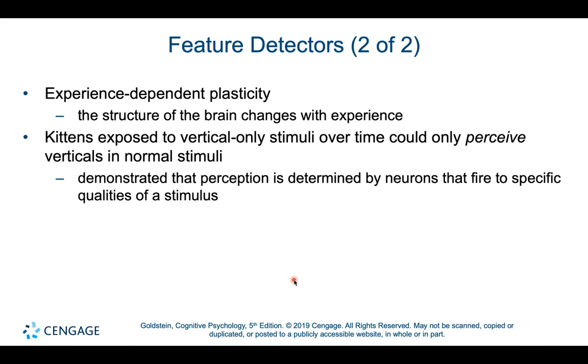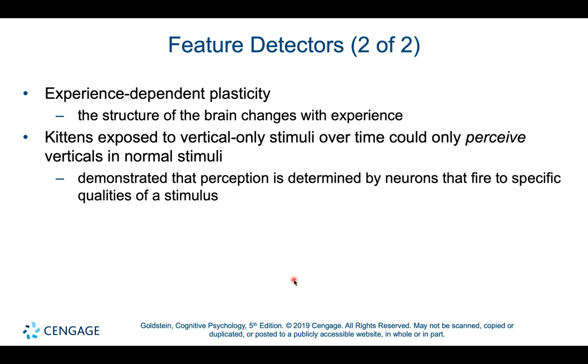So they would take kittens at birth and put little goggles on the kittens where the goggles only provided vertical stimuli for the entire lifespan of the kitten. And so, not surprisingly, when the kitten grew up, it could only perceive vertical stimuli. It was incapable of perceiving the horizontal elements of normal stimuli.